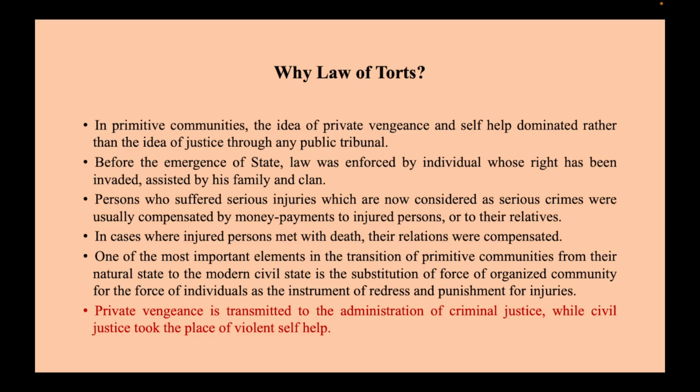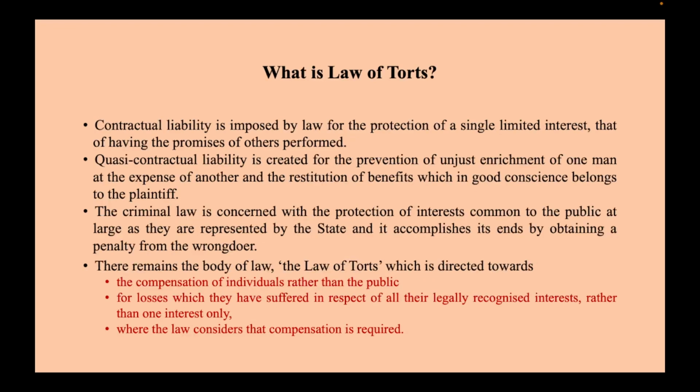When the transition of primitive communities from their natural state to the modern civil state took place, the most important change that occurred was that the use of force by the individual was substituted by the use of force by organized community as an instrument of redress and punishment for injuries. Administration of criminal justice took the place of private vengeance and civil justice took the place of violent self-help.